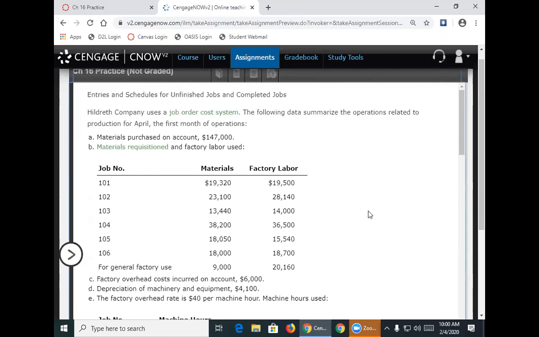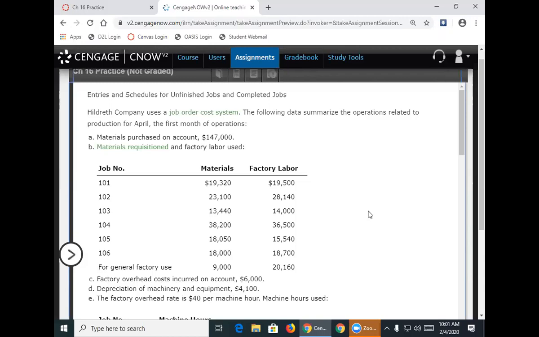102, 23,100. And 28,140. 103, 13,440. And 14,000. 104, 38,200. 36,500. 105, 18,500, 18,050, and 15,540. 106, 18,000, and 18,700.